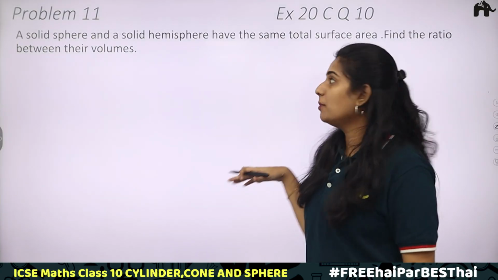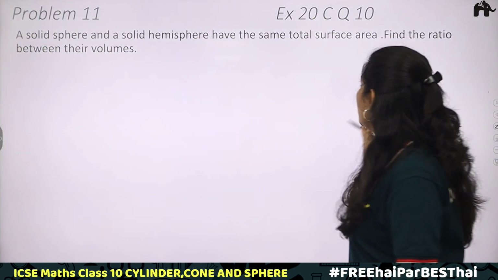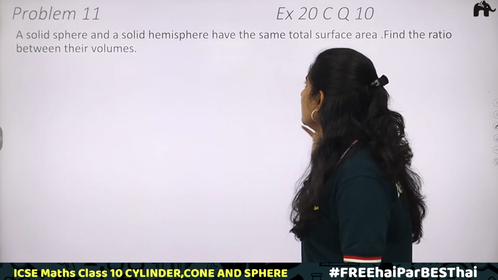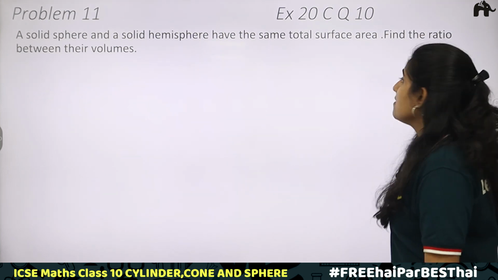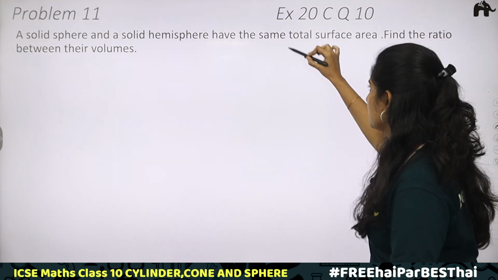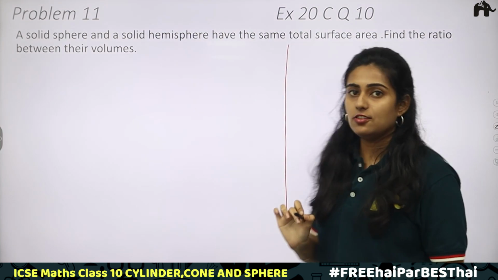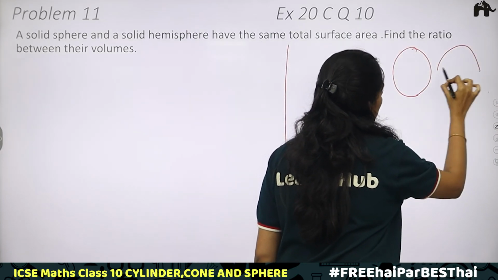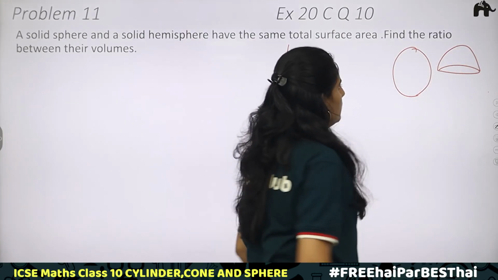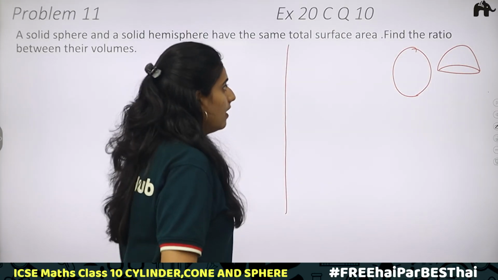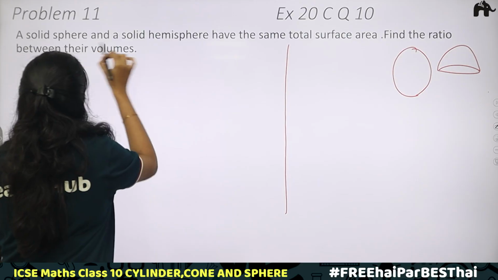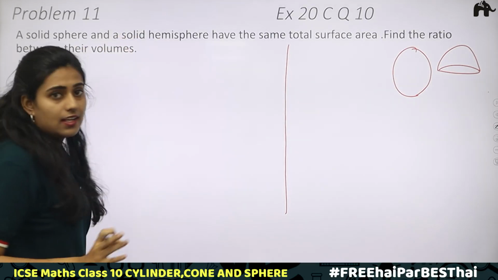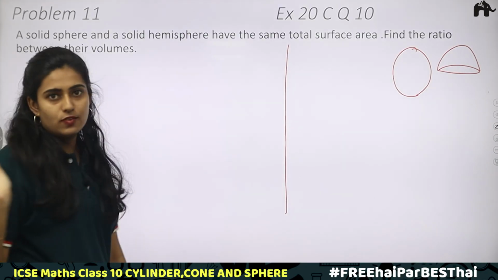Here we have the last problem for today. Problem 11. Question 10 of exercise 20C. A solid sphere and a solid hemisphere have the same total surface area. Find the ratio between their volumes. So you have a solid sphere and a solid hemisphere. This is a hemisphere and this is a sphere. We have the total surface area of sphere and hemisphere equal.